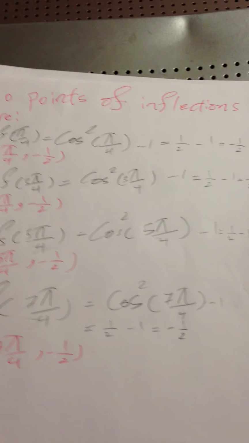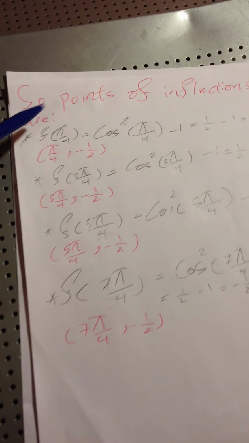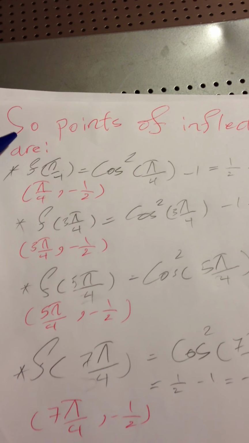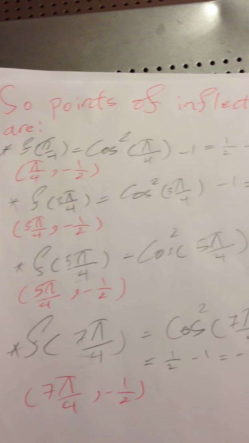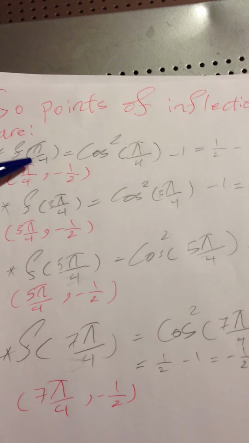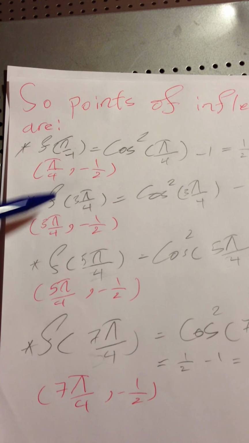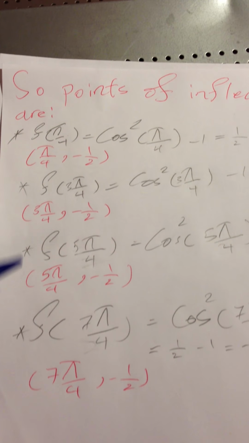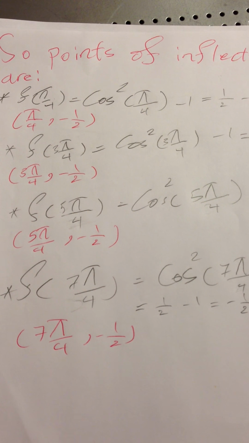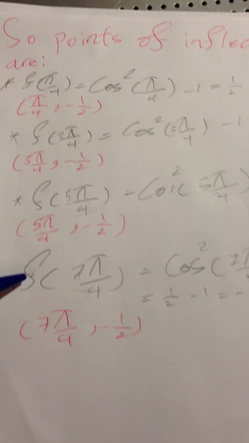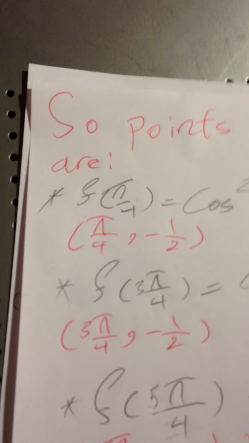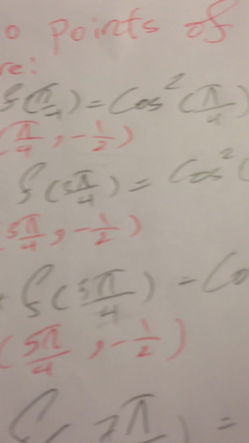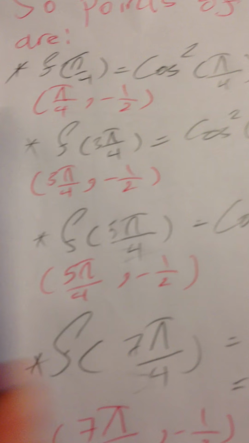Now, same thing, we have the points of inflection, so we plug in pi over 4 here, and 3 pi over 4 into the original function, 5 pi over 4 into the original function, 7 pi over 4 into the original function. We get those points of inflection.